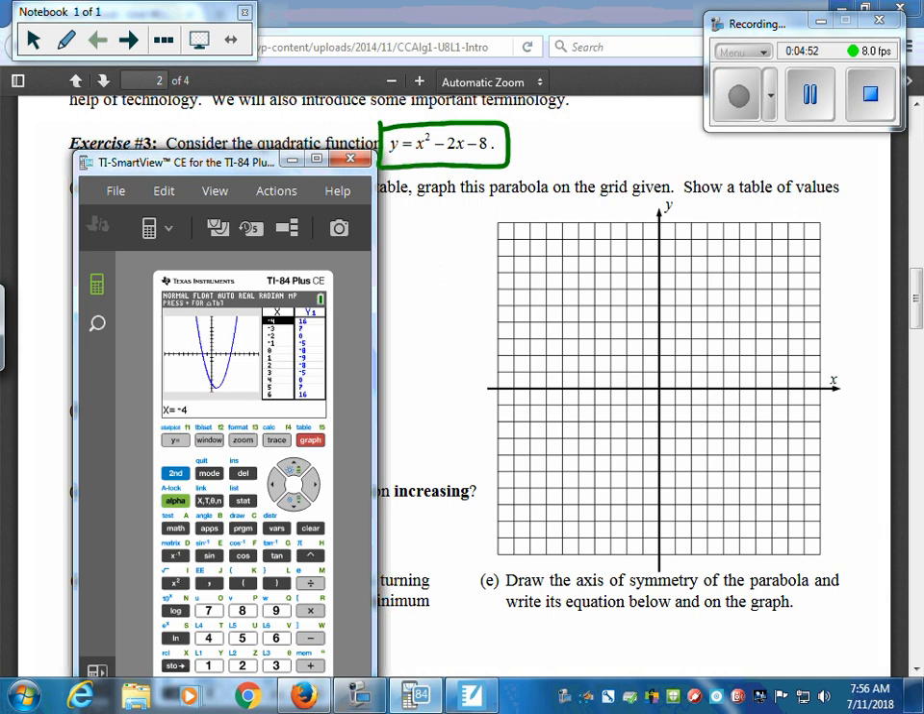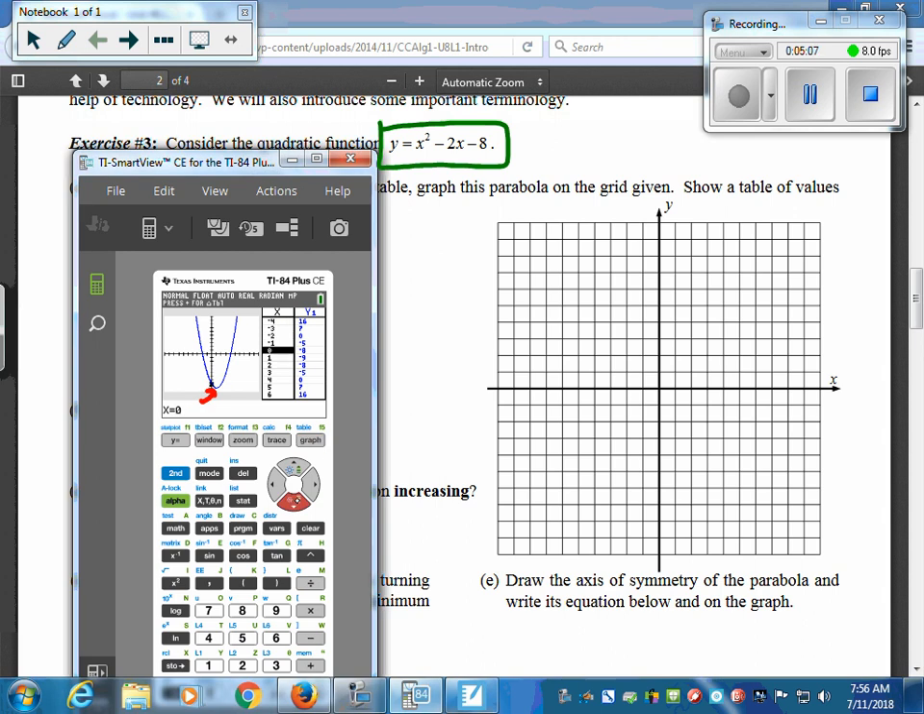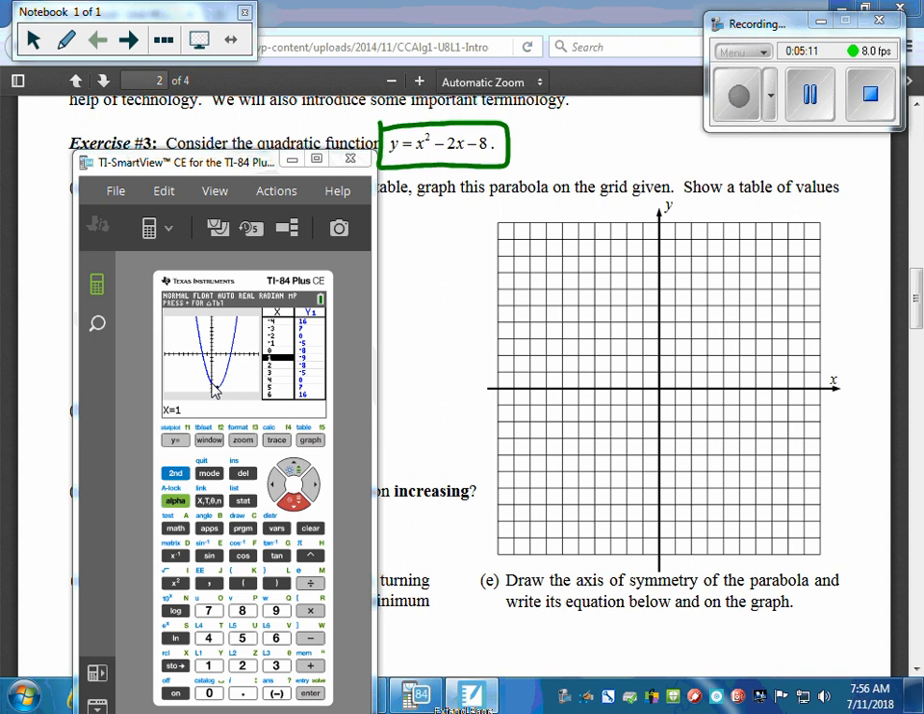Now what I'm going to look for is the vertex. So I'm going to look for this point right here. I'm looking for when my calculator's x gets to that point, because I'm going to focus my center on that point. So I'm going to move that cursor on the table. So I got a vertex of 1, negative 9. So I'm going to focus my table around that point.